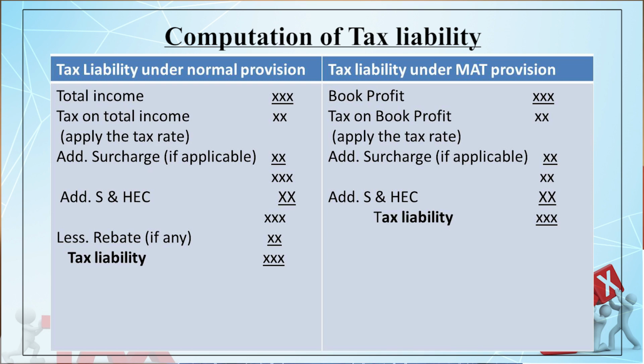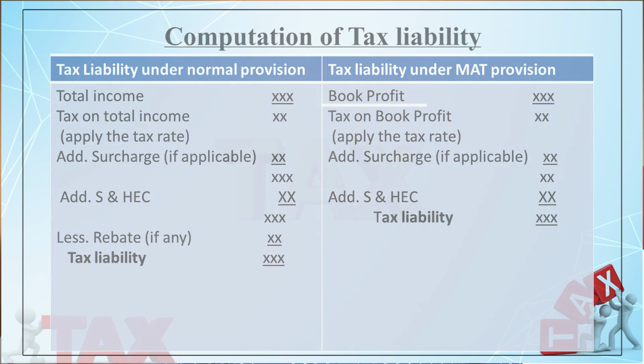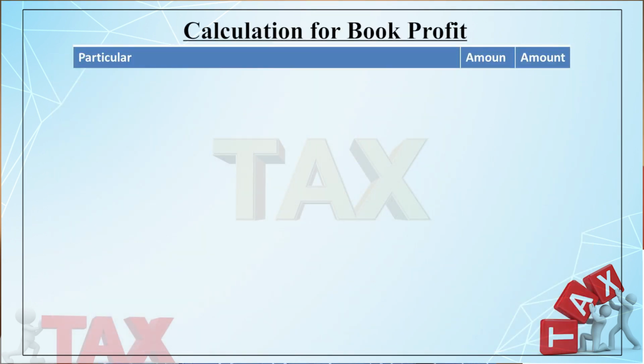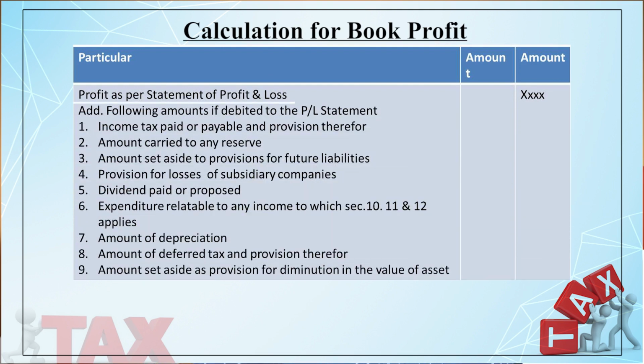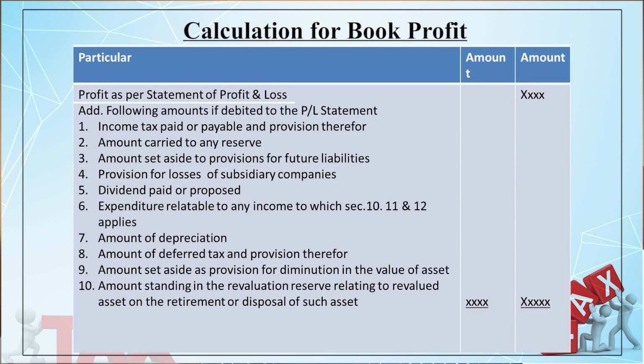Under MAT provision, you have come to know that the tax base is the book profit. In this lecture, I am going to calculate the book profit. How do you calculate the book profit? Here, in the table, you can see the starting point is the profit as per statement of profit and loss. So, you have to consider the amount of profit which is shown in the statement of profit and loss.